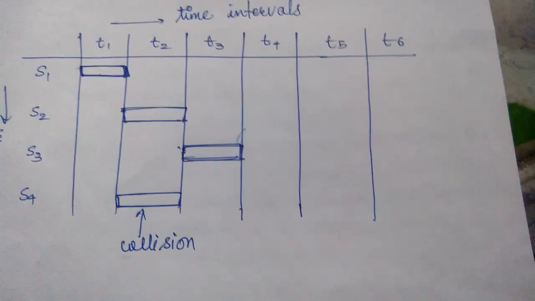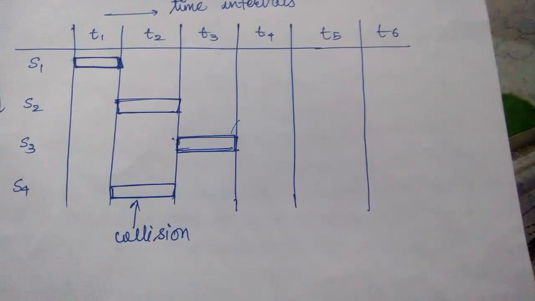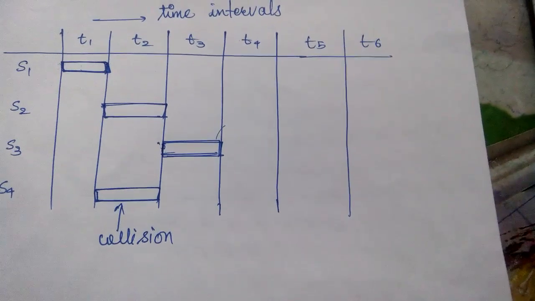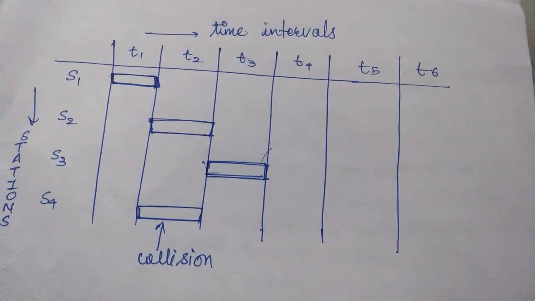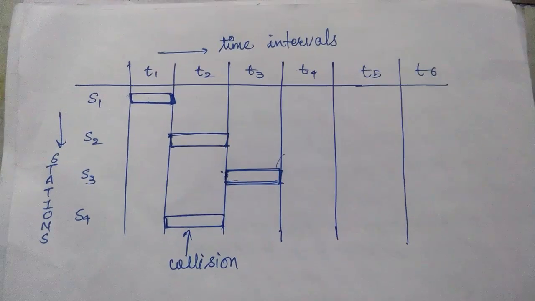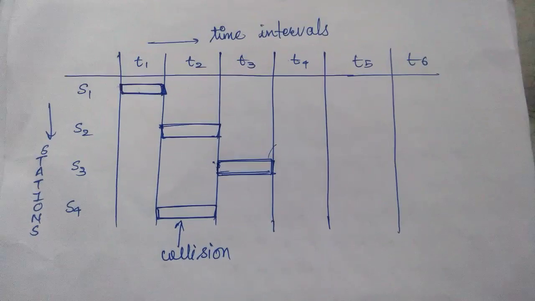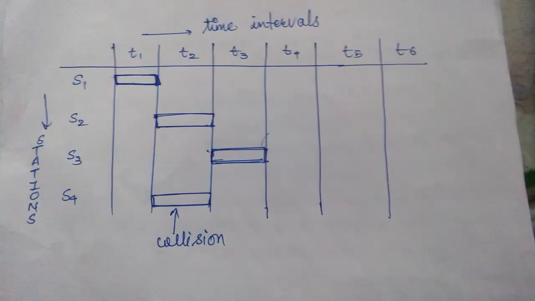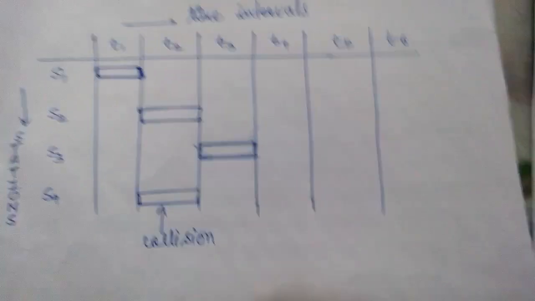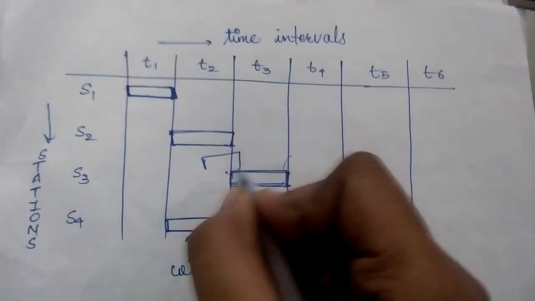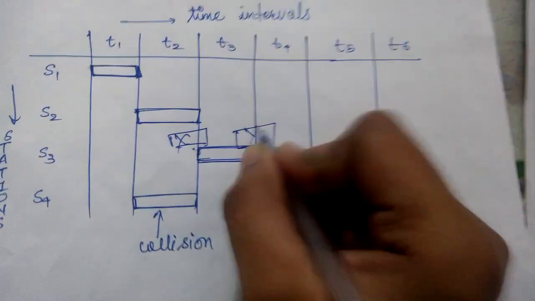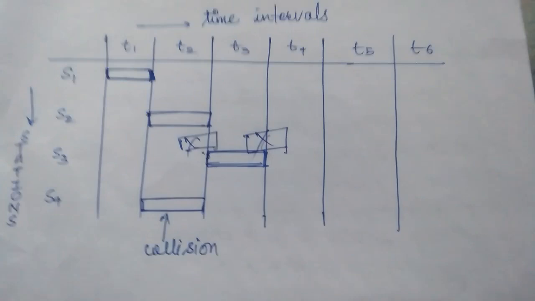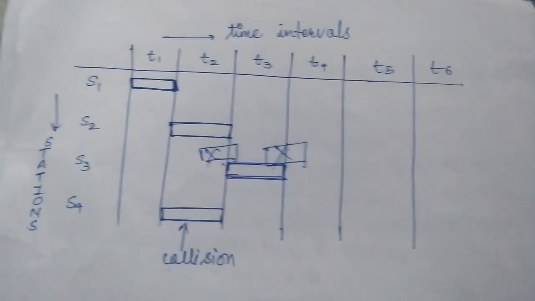It can send frames in T1, T2, T3, T4, T6, any time interval, but the condition is that it must send the frame at the beginning of that interval. Suppose we consider the frame sent by station S3. If it wants to send a frame successfully, then it must send the frame at the start of that interval, not from here or even from here. It must send its frame only at the beginning of that time interval. So this is how slotted ALOHA works.